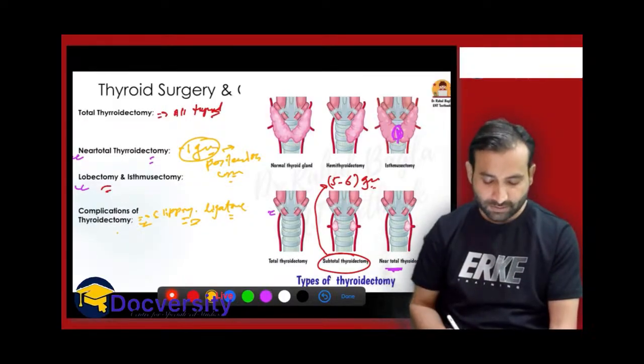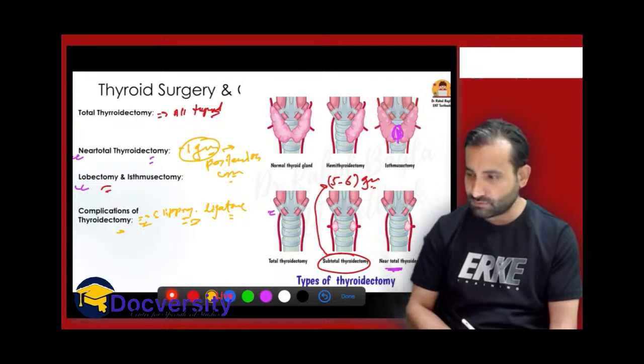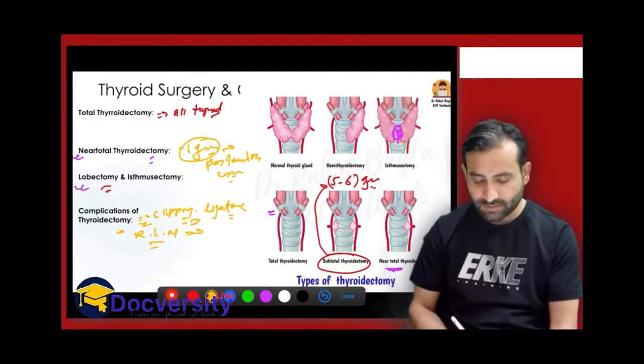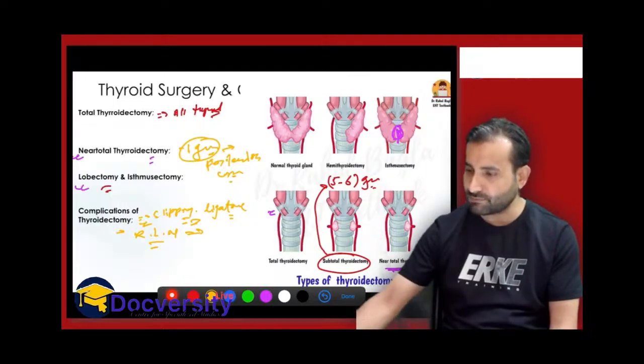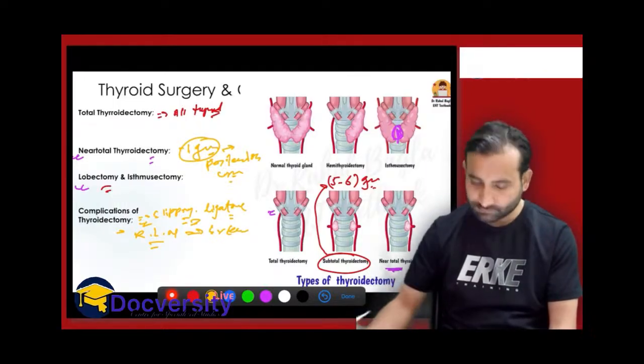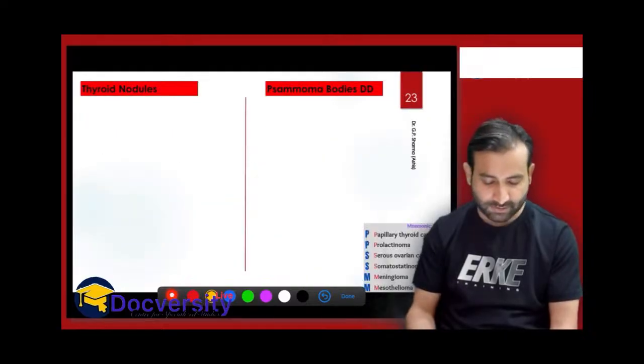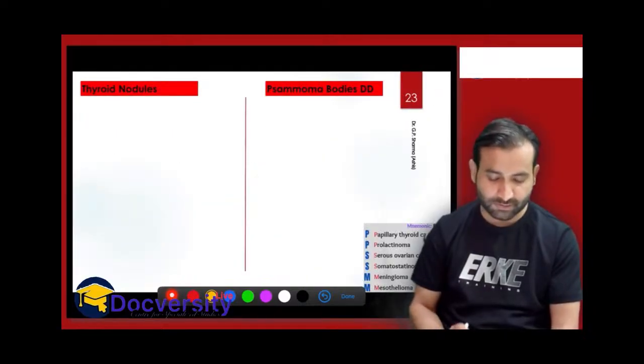This is the complication. Another complication is that they may cause nerve injury, and the most common nerve injury is the recurrent laryngeal nerve. This is the most common nerve. And then the second nerve they may injure is the external laryngeal nerve, right? So these are the complications of the thyroid surgery, please remember.